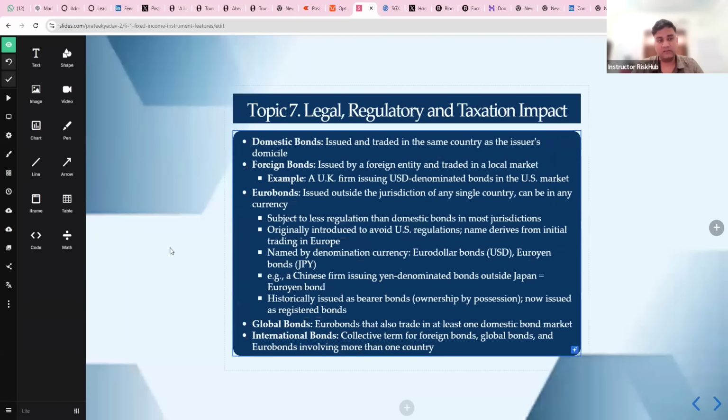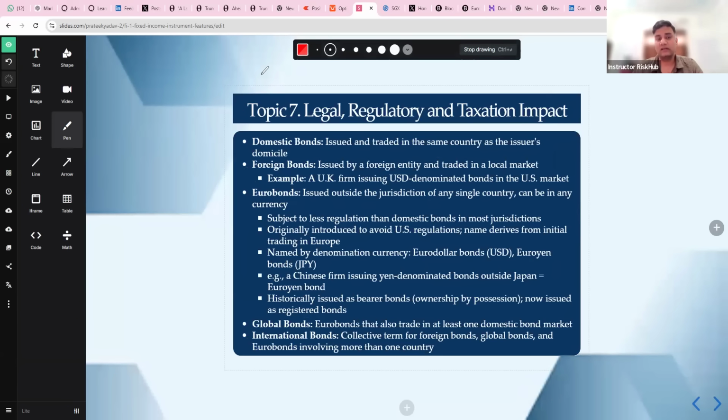So this is done. Then we get into the next part, which is your legal, regulatory, and taxation impact. Now, this is classification plus your global bond market understanding. You need to understand your domestic versus foreign versus your Eurobond. When you talk about a domestic bond, those are issued in the issuer's country, traded in the same country. When you talk about foreign bonds, the issuer is foreign, but the bond is issued in the local market. For example, a UK company issuing USD bonds in the US market. That is your foreign bond, right? They're also sometimes called Yankee bonds, right? Yankee bond is a foreign bond, right?